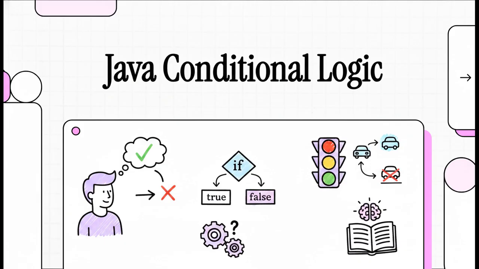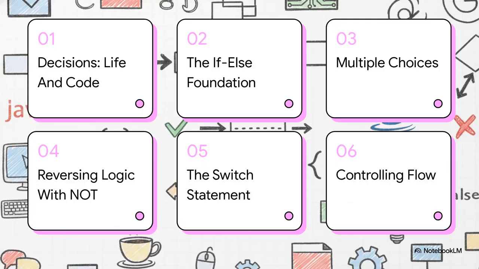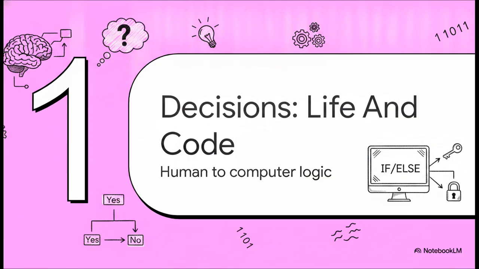By the end of this, you're going to see that thinking like a computer really isn't all that different from how you navigate your daily life. Here's our roadmap for today. We're going to cover decisions in life and code, the if-else foundation, multiple choices, reversing logic, the switch statement, and we'll wrap it all up with controlling flow. Let's get to it. So, starting with Section 1, Decisions in Life and Code.